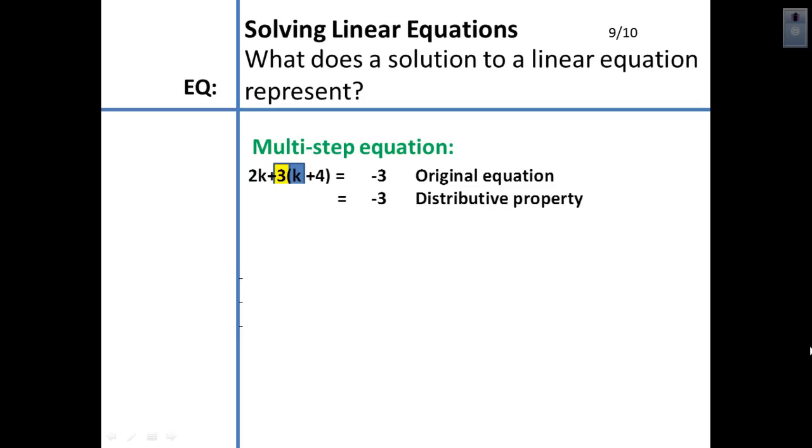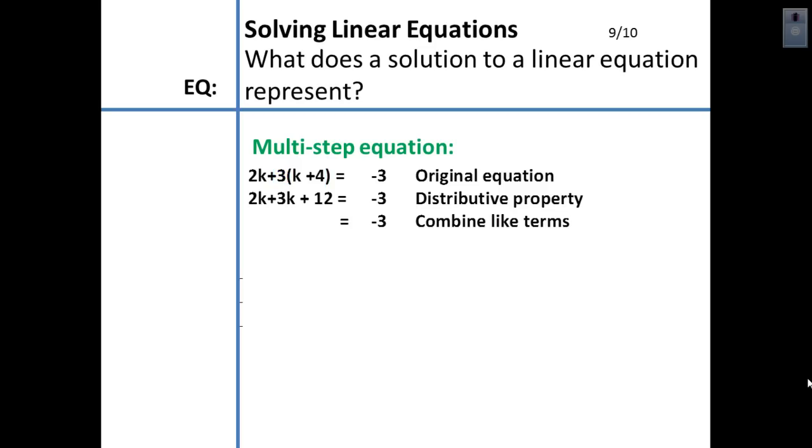Very good. We're going to use the distributive property. That means we're going to take the 3, multiply it to k, and we get 3k. I also drop down the 2k. Then we're going to take the 3 times the 4, which is 12. Any ideas what to do next?